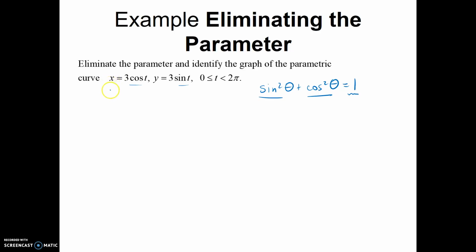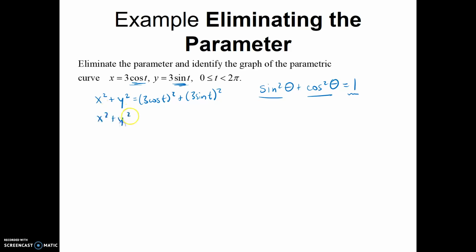If I wanted this to be cosine squared, I need to square it. If I wanted this to be sine squared, I need to square it. And I need to be adding them together. So that's exactly what I'm going to do. I'm going to take the x and square it, and add it to the y equation and square it. And that's going to give me 3 cosine t squared plus 3 sine t squared. So this is the other option we will have to use to eliminate the parameter. And I'm going to show you how this works out for us.